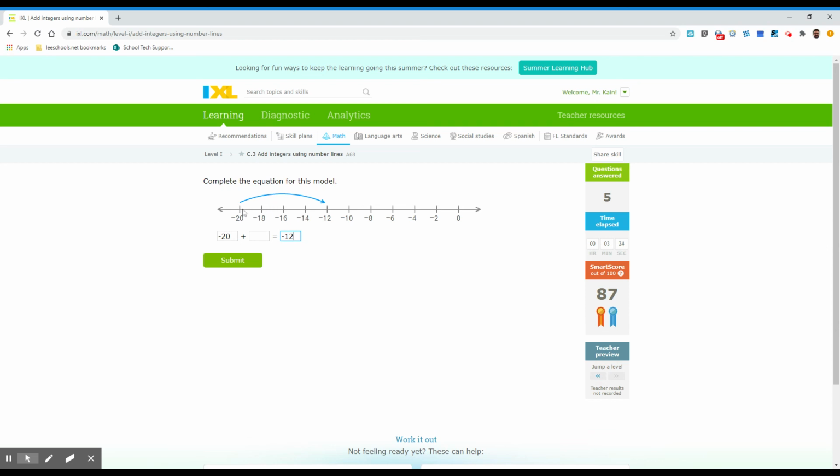And then how much are we going up by? Looks like we're skip counting by twos. So 2, 4, 6, 8. It's moving in the positive direction, which is why it's +8. Now we can check this. -20 plus 8 does give you -12.